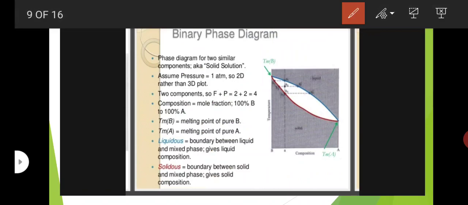Okay, here this is a boiling point of component B and it is the boiling point of component A. Two components are present here. This is a binary phase diagram. Okay, this is the combining curve of component A and B. Here component B is present in 100% and here component A present in 100%.